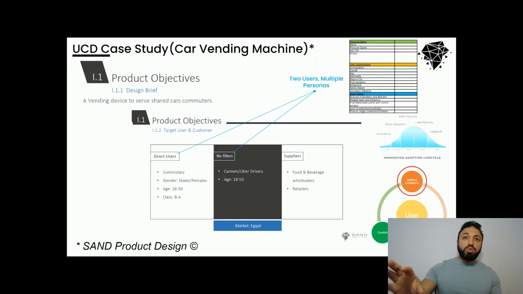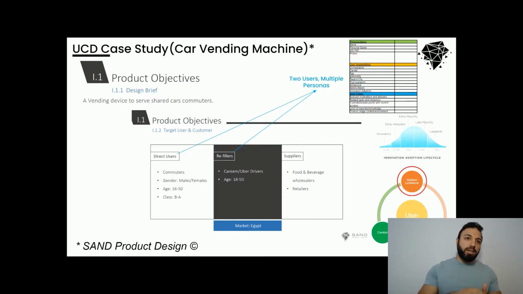Again, out of these two, the ones very important for the design of the product from a UCD standpoint were the direct user, the commuters, and the indirect users, which are the Uber and Careem drivers or the sedan car driver. Again, age in this case, 18 to 50. So we developed personas for those. These personas were filled in the same table we discussed before, and I'm not going to repeat everything we discussed in the past 4 episodes, but you're going to need to fill these direct users.